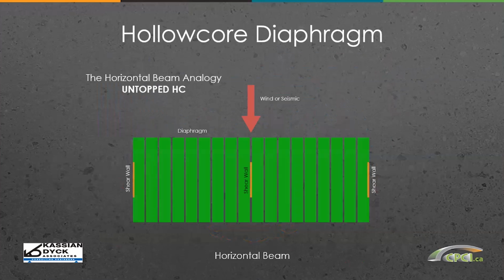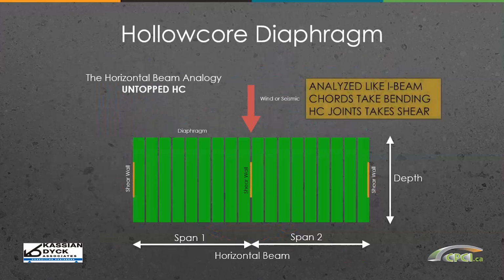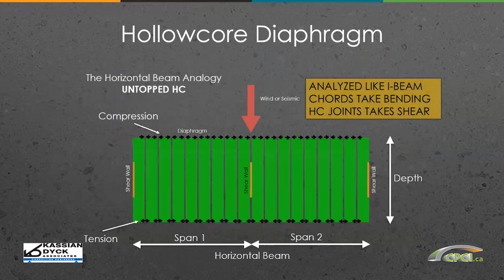So with untopped hollow core, we have a diaphragm made up of various hollow core planks. Again, looking at a system where it's two spans under a certain depth. So we can analyze this system where the chords at each end of the diaphragm are taking the compression and tension, and then we need to look at the hollow core joints between each of the elements, how that is resisting shear and transferring shear to the supports. So we're going to have, in this case, with the load coming this direction, we're going to design chords sufficient for compression on one side and tension on the other, and know that there's load reversal. So we're going to have to look at that in both directions.